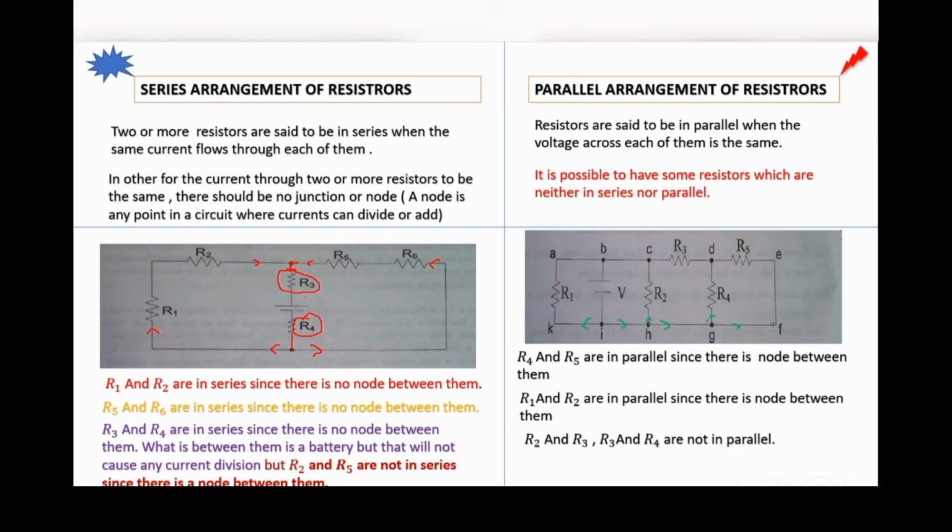You can see that the current, when it gets here, it moves, so this and this. As we know, it is possible to have some resistors which are not in series or parallel. Yes, so it can be neither in series nor parallel. With that one, you're going to use delta star.